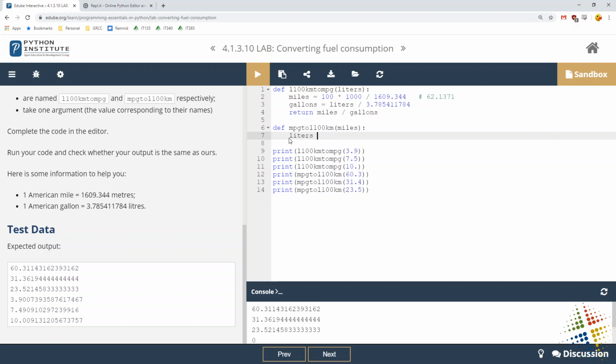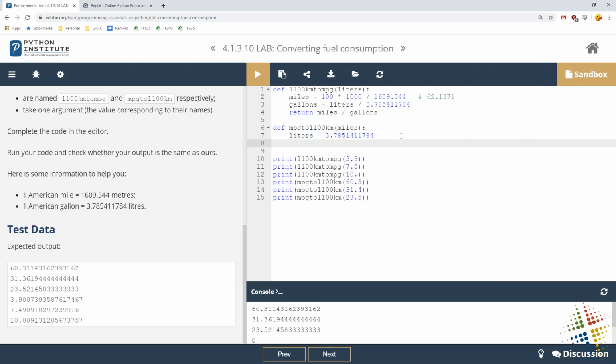liters equals 3.785411784. So miles per gallon, that assumes we've gone 1 gallon. That means we assume we have consumed that many liters.